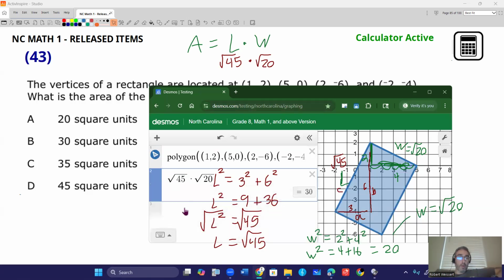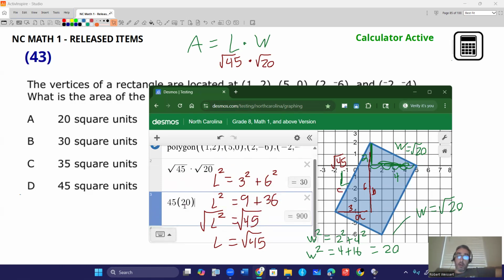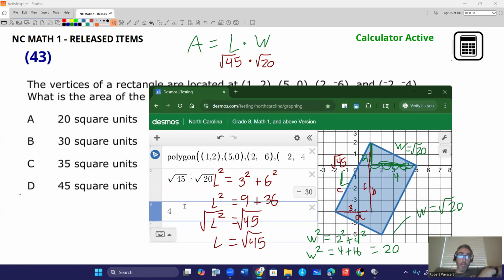And why does it give you 30? Well, 45 times 20 is 900, and the square root of 900 is 30. The square root of 9 is 3, so the square root of 900 is 30. So two ways to get that answer. I don't know which way is better for you, but you pick whatever makes the most sense, and you got your answer.